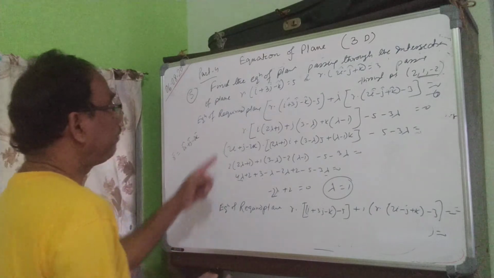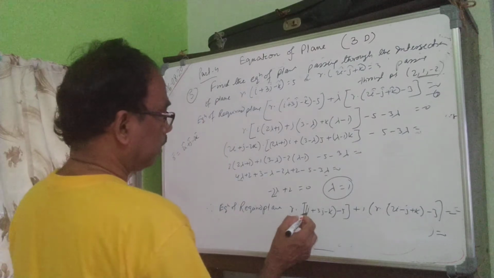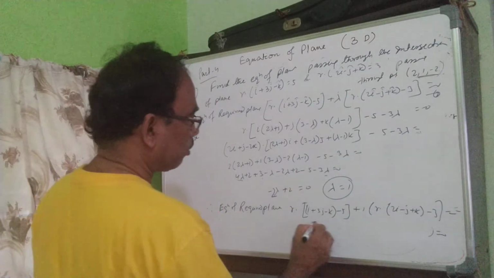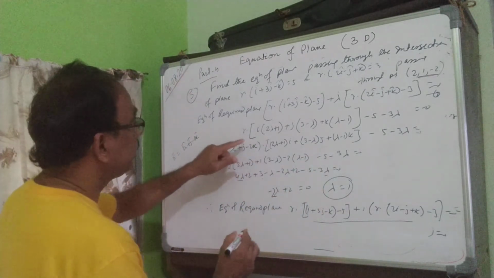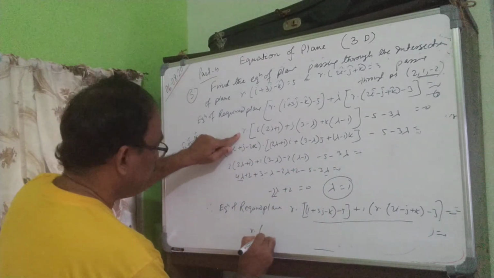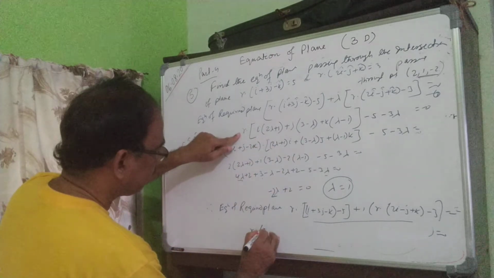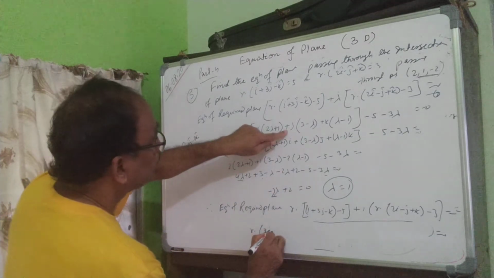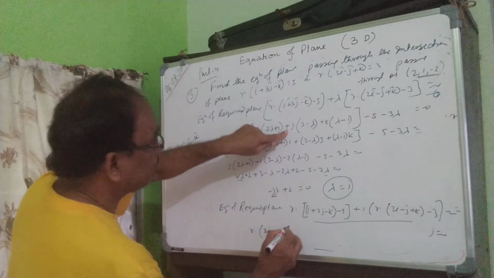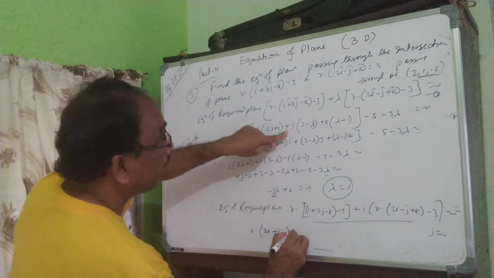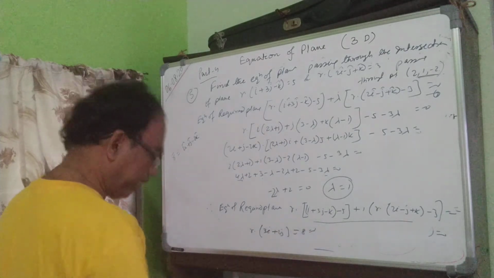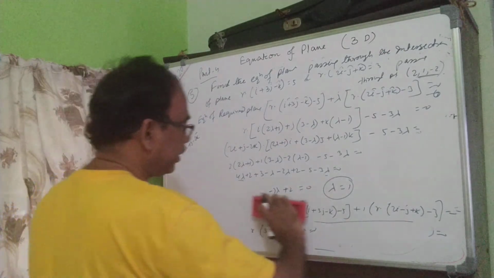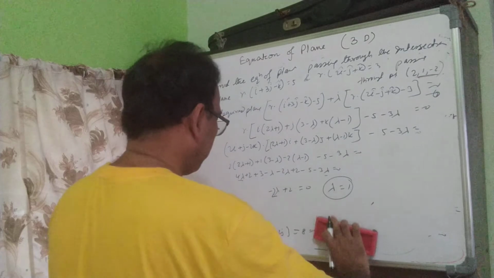Now you can put the value of lambda here. Lambda value 1, that is the equation of the plane. We can simplify here: r dot (3i + 2j) - 8 = 0. You can write this also directly. That is the required equation of the plane.